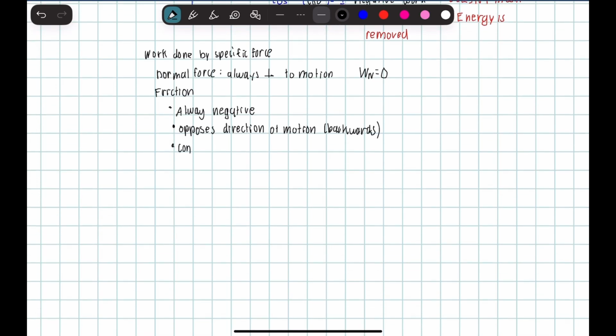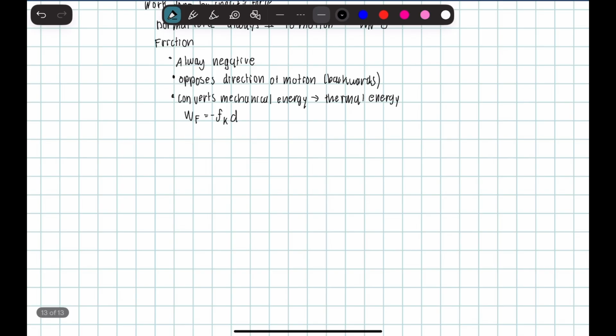What friction essentially does is convert mechanical energy into thermal energy. And the relationship that we represent the work done by friction by is negative friction k, so that's kinetic, in motion, not static, times d. What you need to remember is that negative work, again, does not indicate direction, because work is a scalar, for friction. And let's move on to gravity.